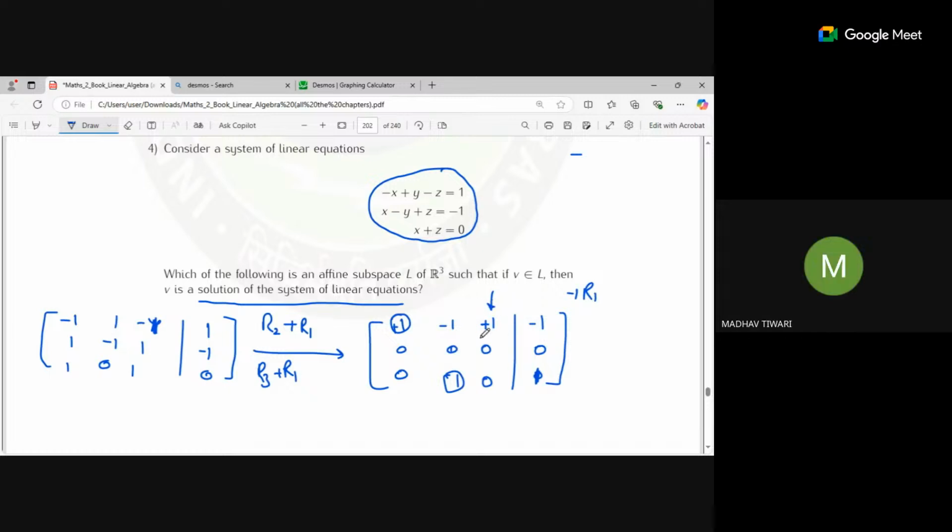of variables. Okay, you can do that thing, that will also be fine. R1 plus R3. If I add R3 to R1, it will become 0 and this will become 0 as well. Okay, so now we have x plus z equals 0 and y equals 1. So y value we already got and x is the dependent variable. So I can write x is equal to minus z.